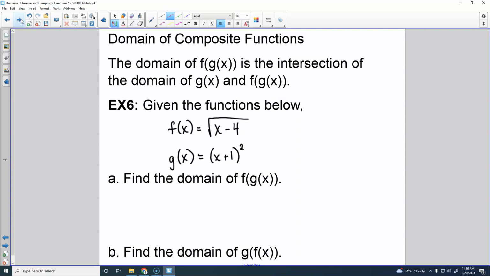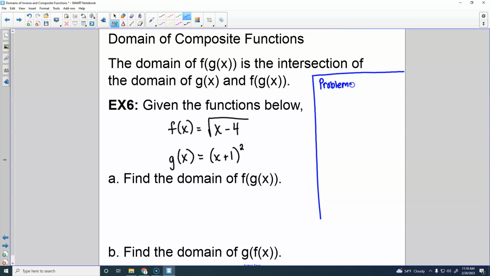Composite functions are a little more complicated to think about. So before we look at composite, let's go over a few things that I'm going to call problems with domain. Okay, so there are a few things that we have to consider when we're looking for domains of functions, particularly problems like this where we're not going to be able to graph it, and it's asking us for a domain.